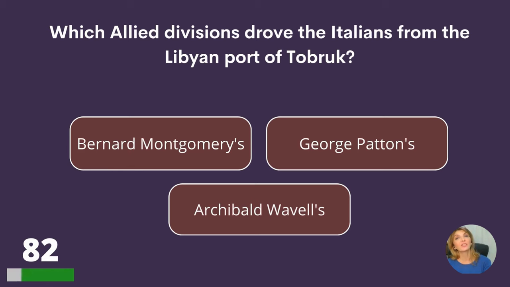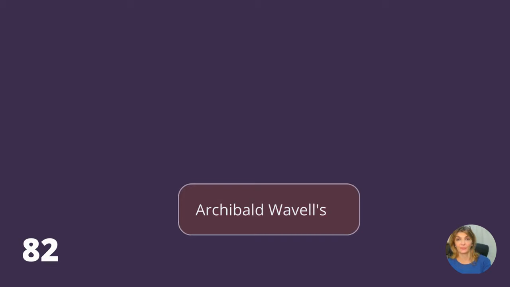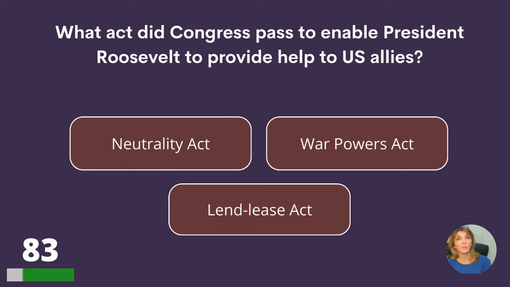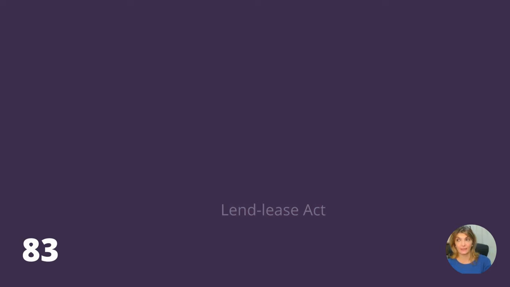Which Allied divisions drove the Italians from the Libyan port of Tobruk? Bernard Montgomery's, George Patton's, or Archibald Wavell's? Archibald Wavell's. What act did Congress pass to enable President Roosevelt to provide help to U.S. allies? The Neutrality Act, War Powers Act, or Lend-Lease Act? The Lend-Lease Act.